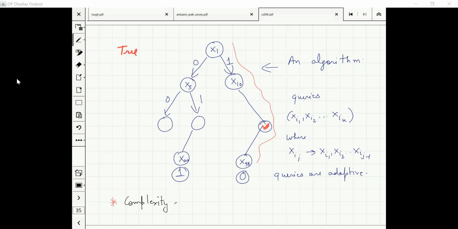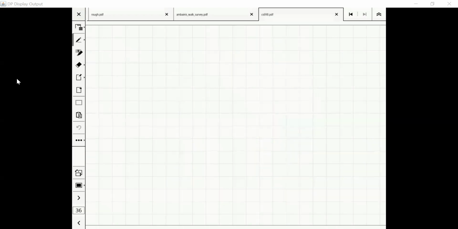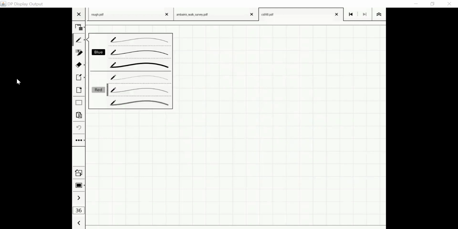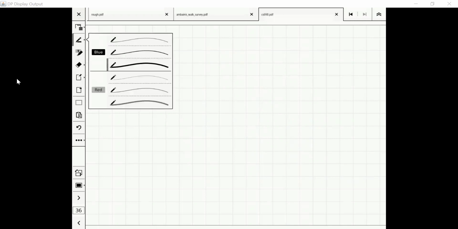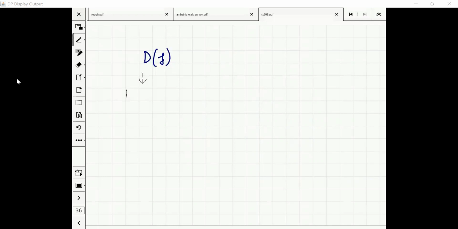This was pretty obvious, right? The depth of the tree is the complexity of this algorithm. And then what should be the complexity of a function, which I denote by T of f? This is called the deterministic decision tree complexity. What should be the deterministic decision tree complexity of f?